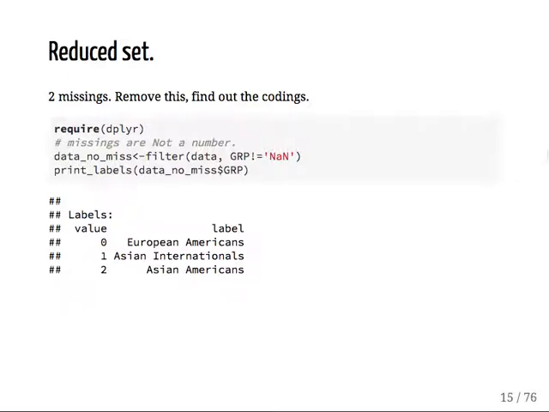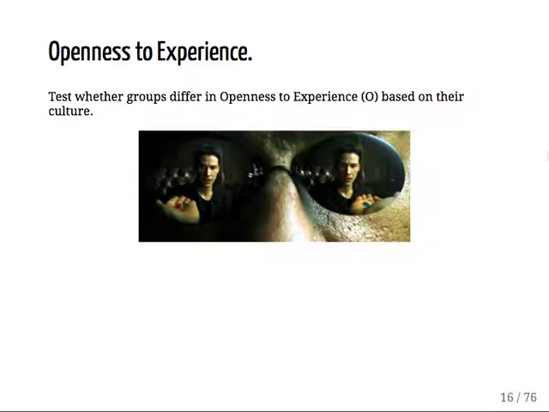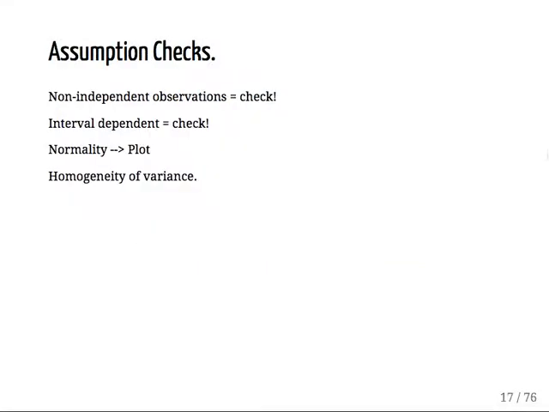So what we want to find out now is whether these groups differ in openness to experience based on the culture they're from. So it's a very basic ANOVA test. And before we do that, we do the assumption checks.